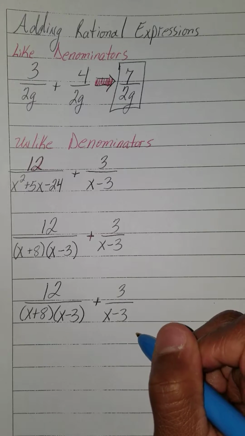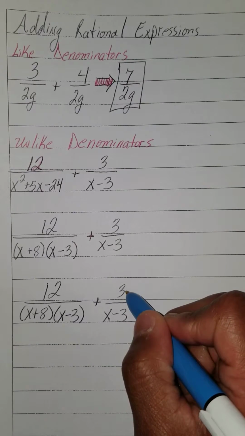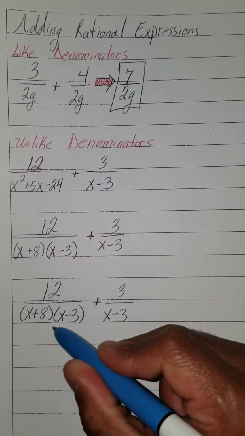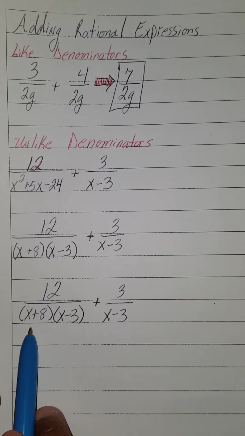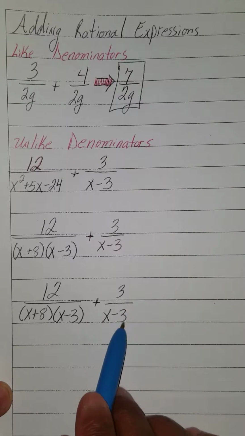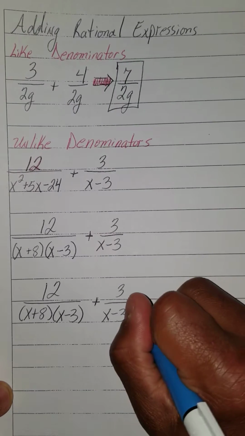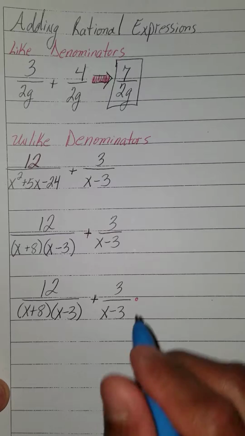What I'm going to do now is actually take the time and multiply my fraction here by what it does not have from my denominator over here. In my denominator, I do not have x plus 3 over here, but it is right here. So I'm going to multiply this fraction by x plus 8. Again, the reason I'm doing that is because I need it in this denominator.